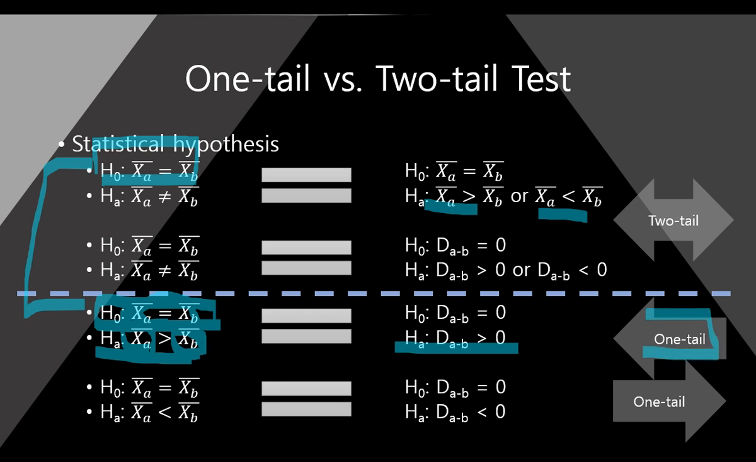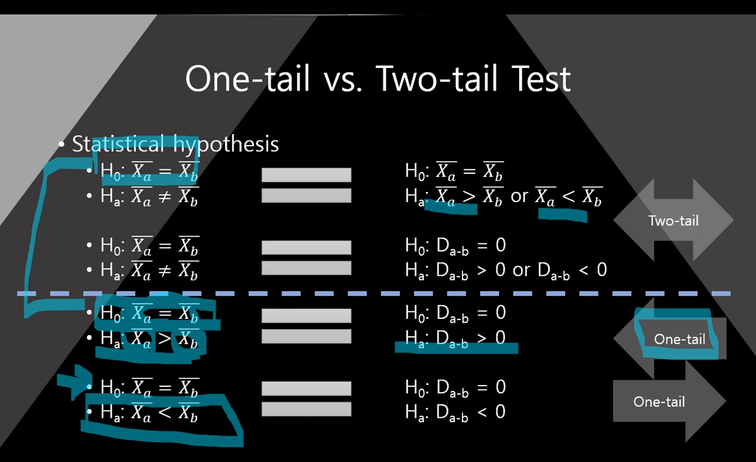This is one tail. And the other one-tail hypothesis is here. As I said, the null hypothesis is the same in all cases, but the different point is the alternative hypothesis.